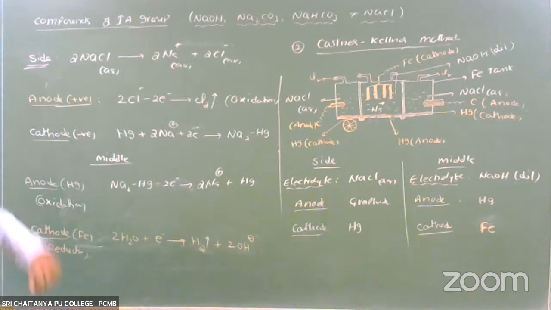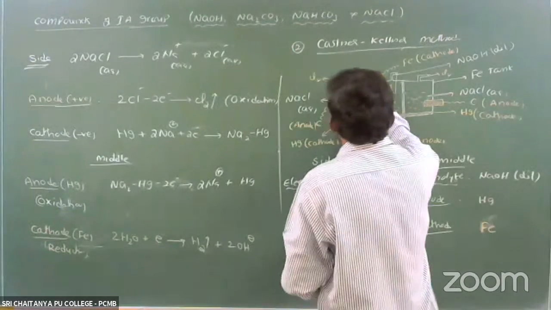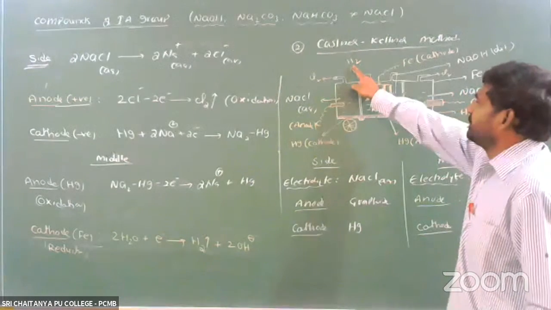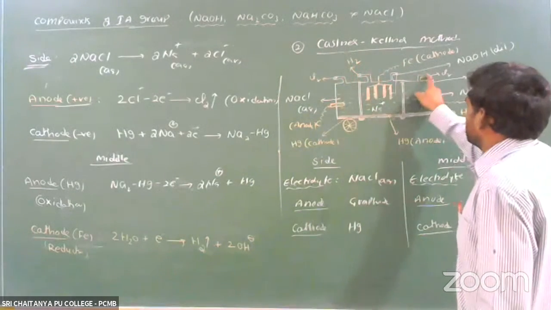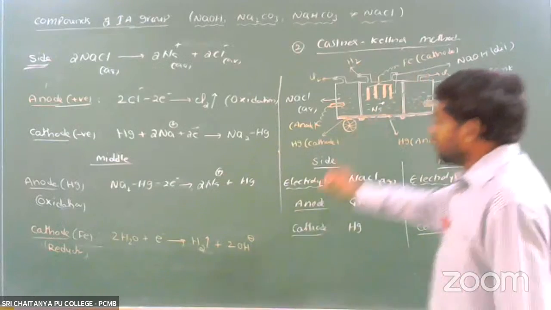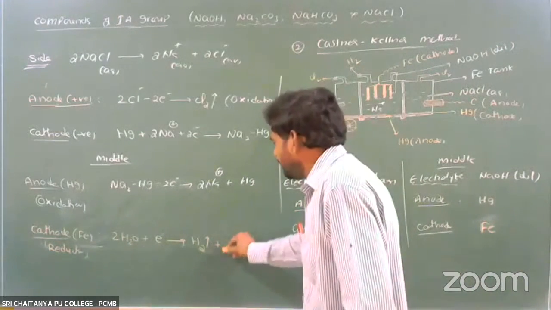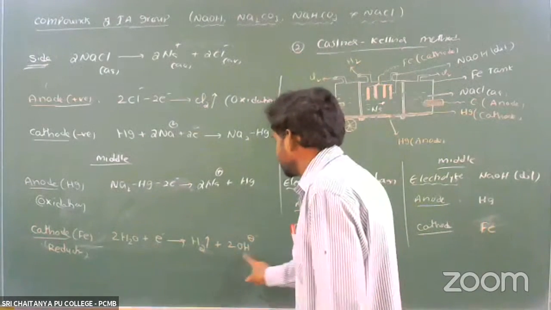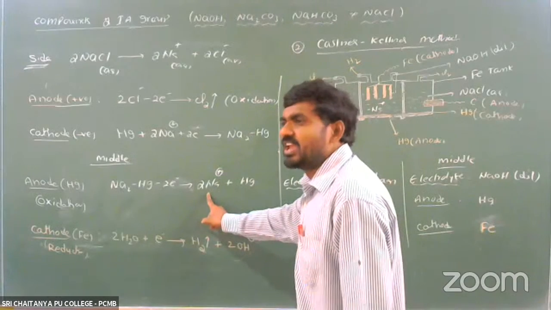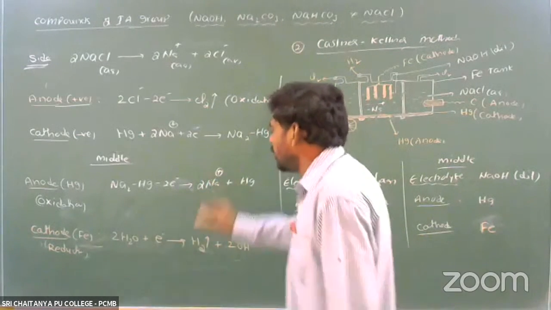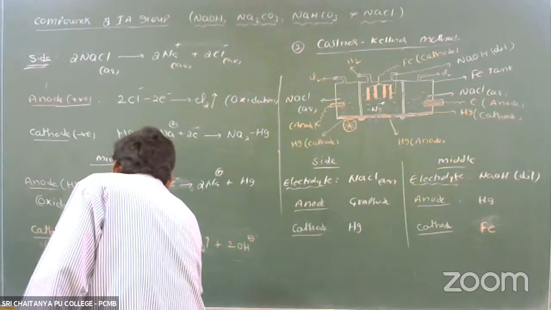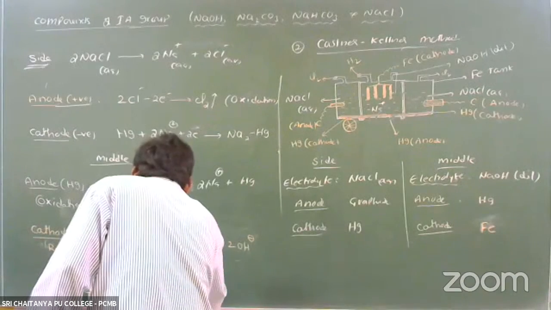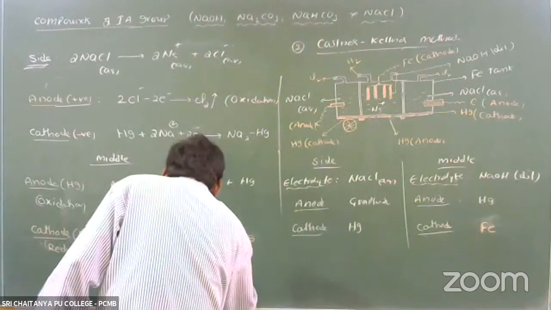The gas liberated from the middle compartment is hydrogen gas, and chlorine gas is liberated from the side compartments. Here OH minus ions are formed. These OH minus ions combine with the Na plus ions formed at the anode, so sodium hydroxide is formed.